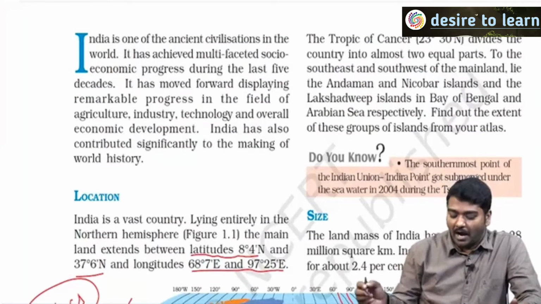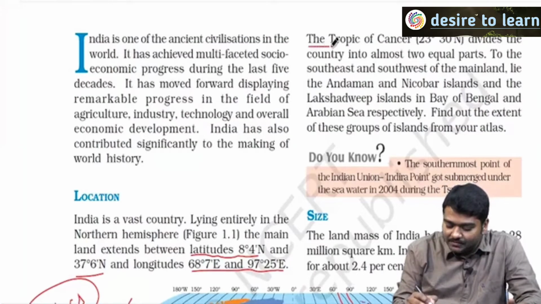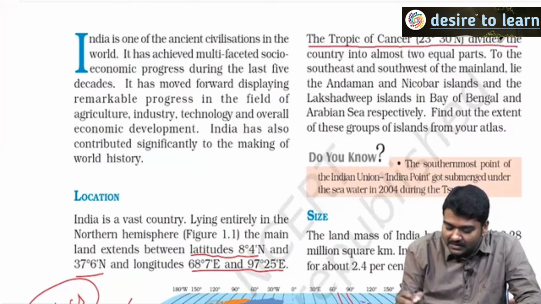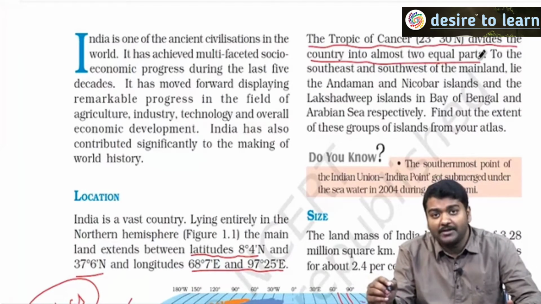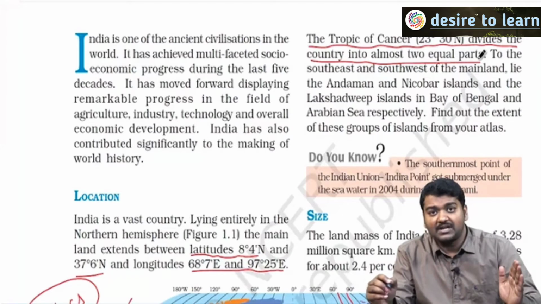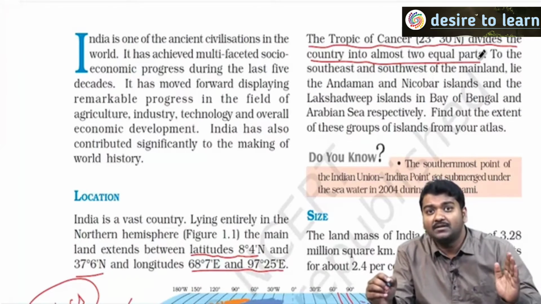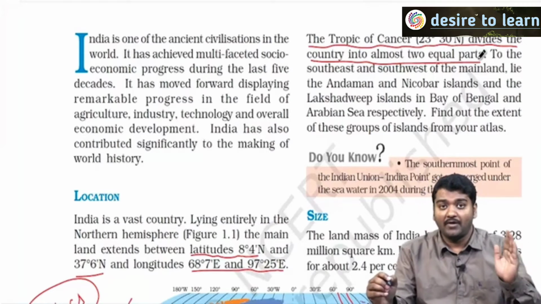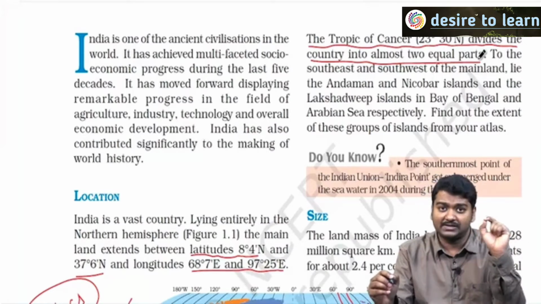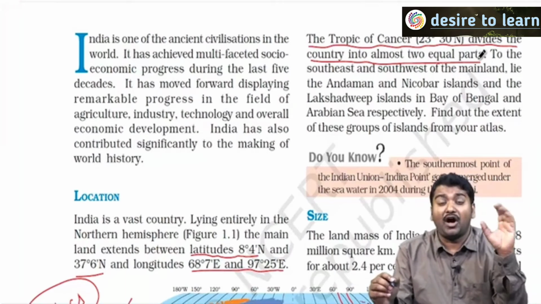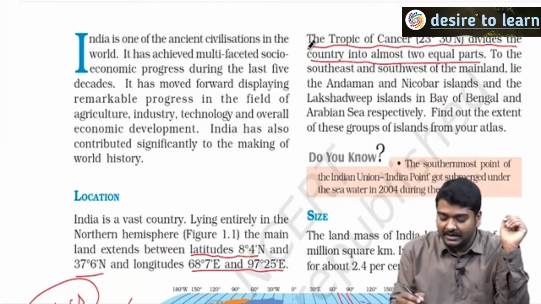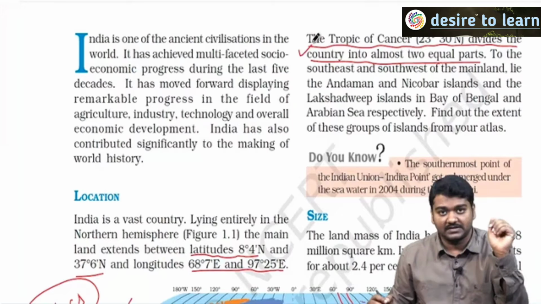And then I want you to see the states through which the Tropic of Cancer passes. There are 8 states. I want you to locate them: Gujarat, Rajasthan, Madhya Pradesh, Chhattisgarh, Jharkhand, West Bengal, Mizoram and Tripura. I want you to remember, UPSC may ask you which of the following states are on the same latitude. At that time, you should be aware of this, right?